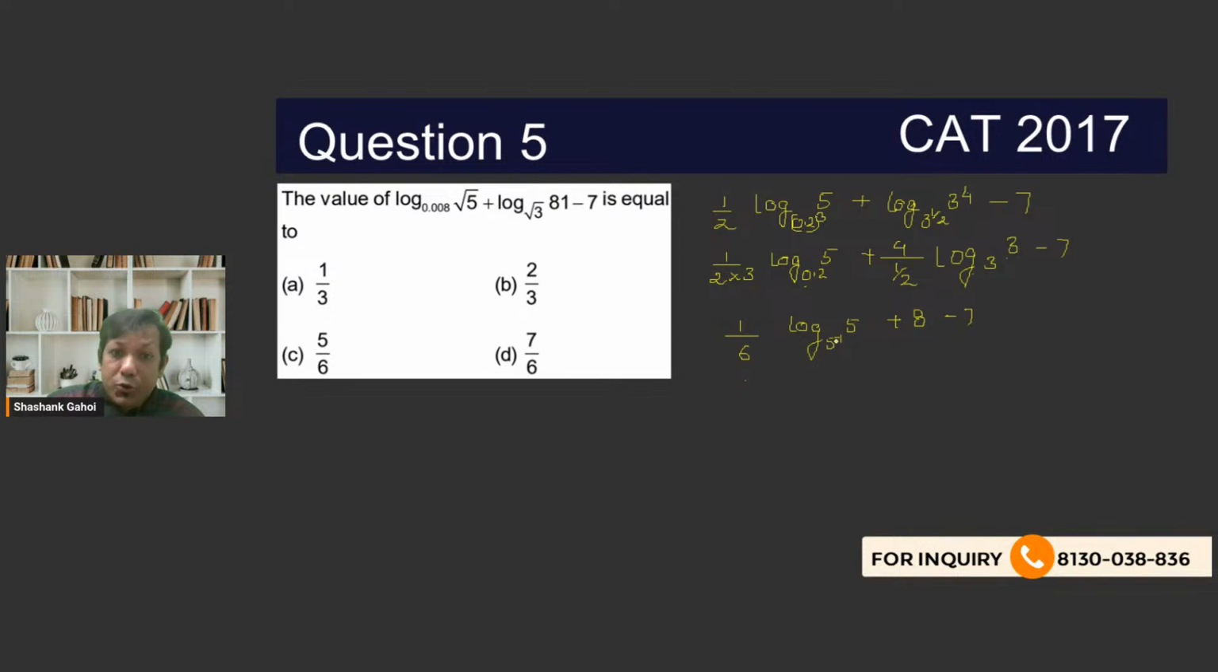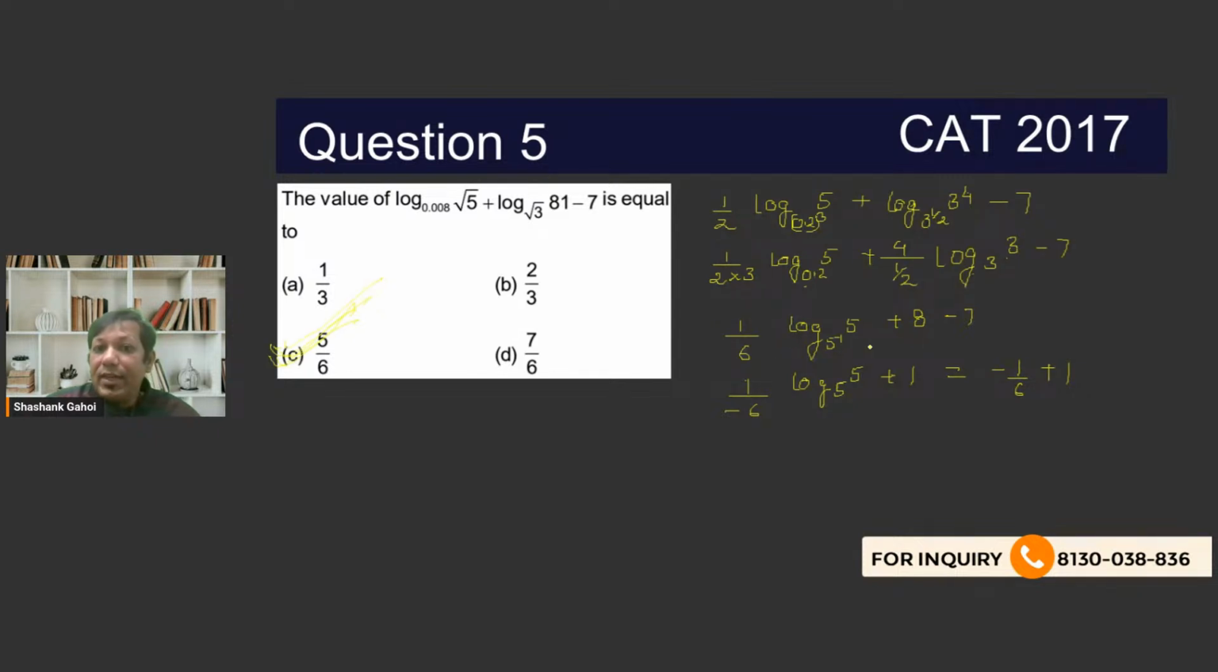Now this power goes to denominator, so 1 upon minus 6 log 5 base 5 plus 1. So I am going to get minus 1 upon 6 plus 1, and that is equal to 5 upon 6. That is my option C.